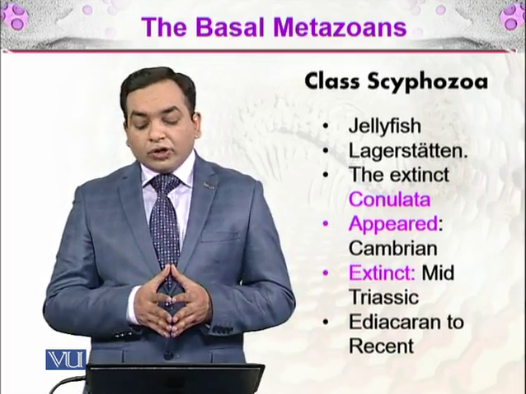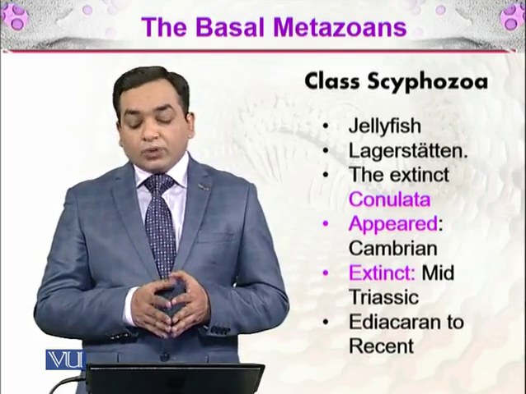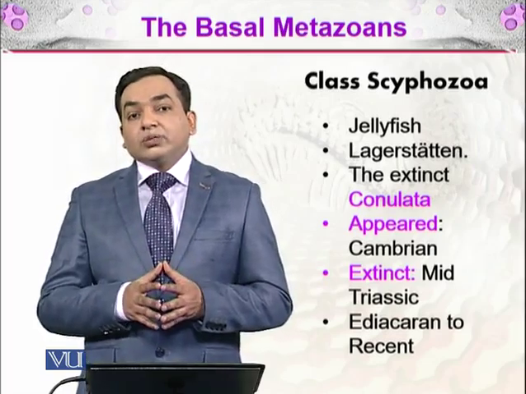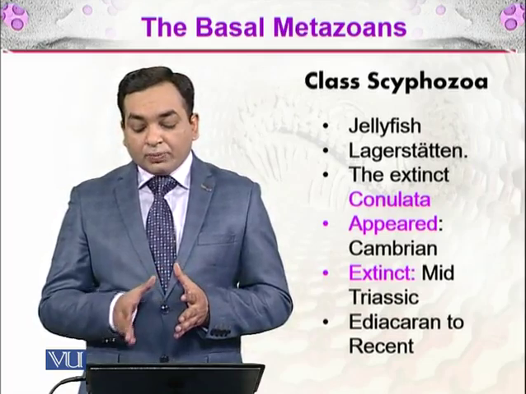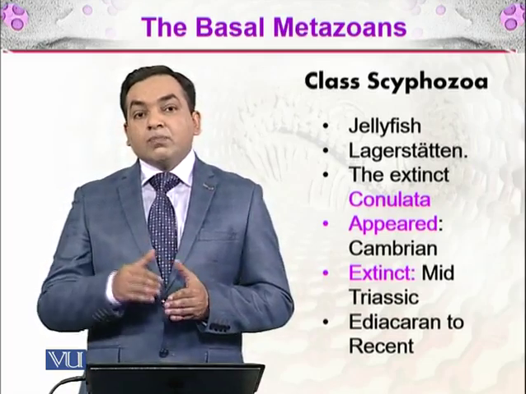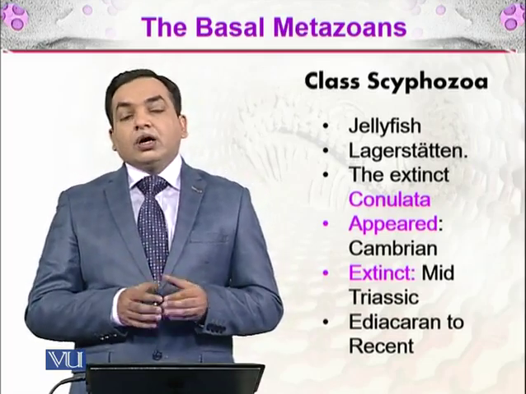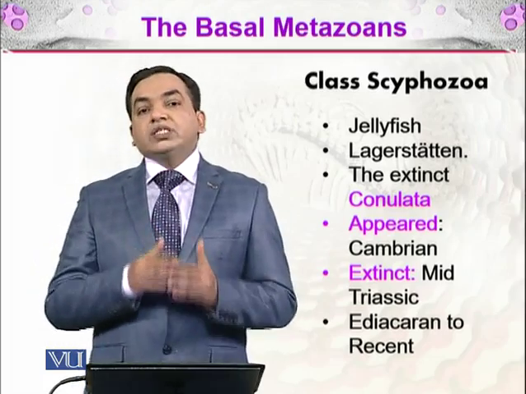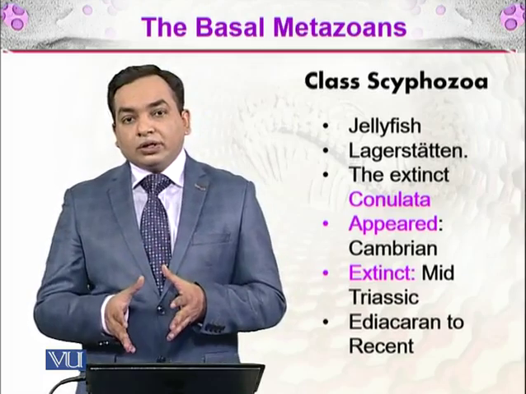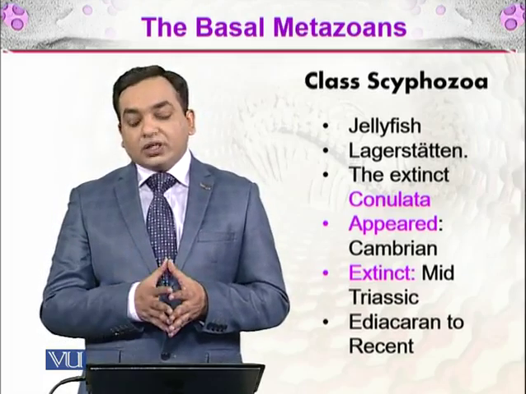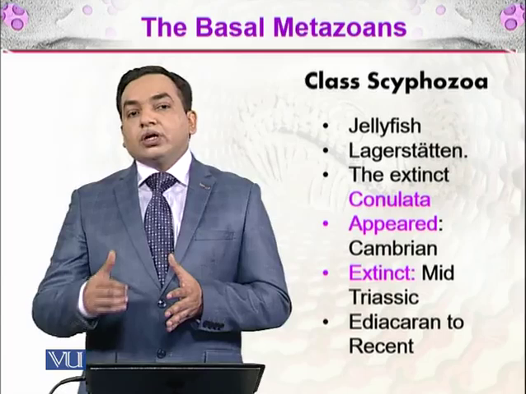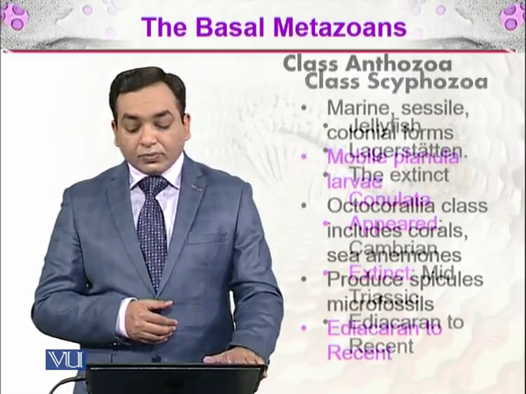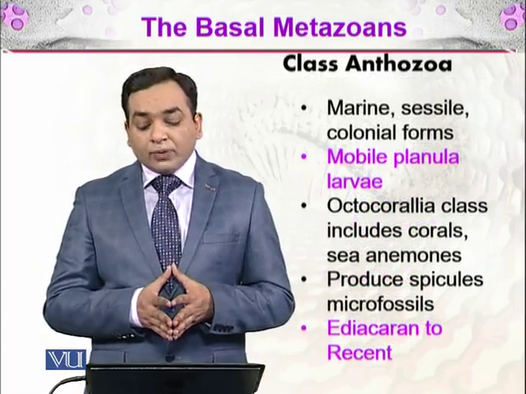And the Conulata are the extinct ones among these individuals. These were organisms which first appeared during the Cambrian, and most of them went extinct during the mid-Triassic. And we see evidence of individuals from these families from the Ediacaran era to recent times. And then comes the Anthozoa.